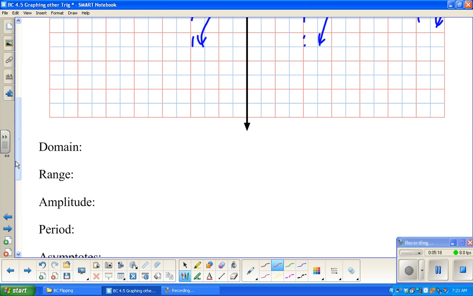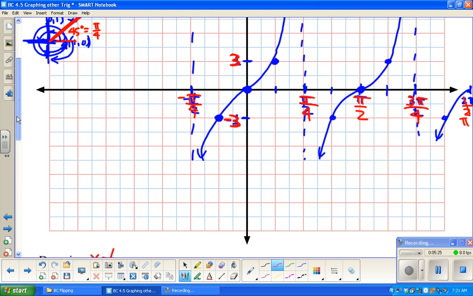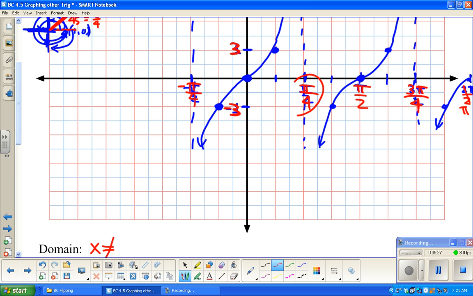Domain is ugly. Domain is everything except wherever the asymptotes are. Well, let's make a little note here. The first asymptote, and I generally start at 0 and then go to the right, is at pi over 4. The next one is at 3 pi over 4. Well, the next one would be 5 pi over 4. Well, I can't just write that because that doesn't allow for the negatives, and all that kind of stuff.